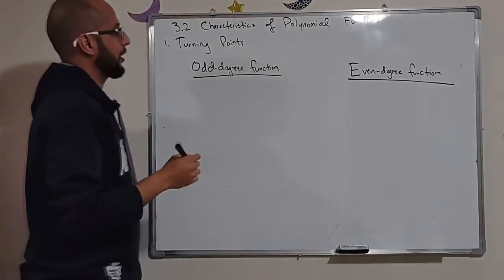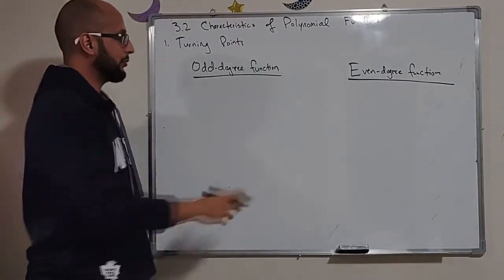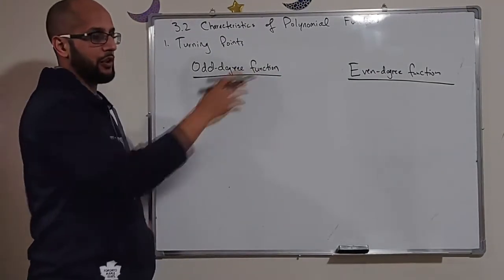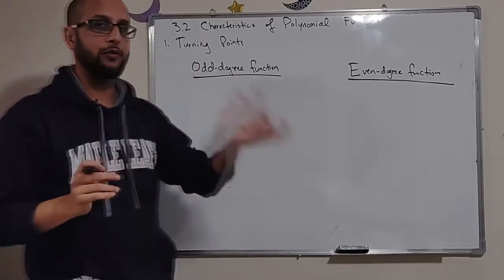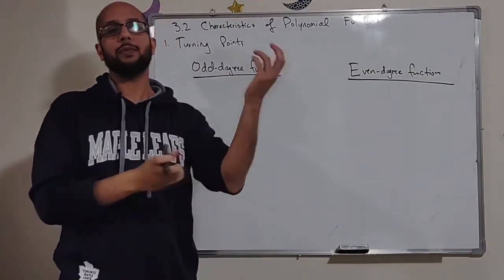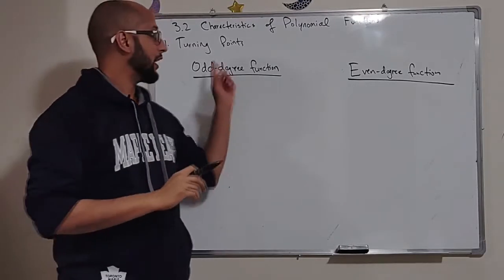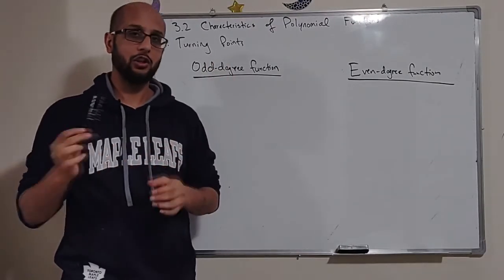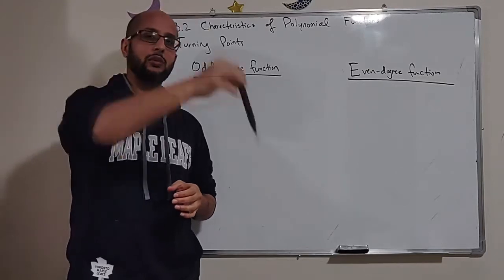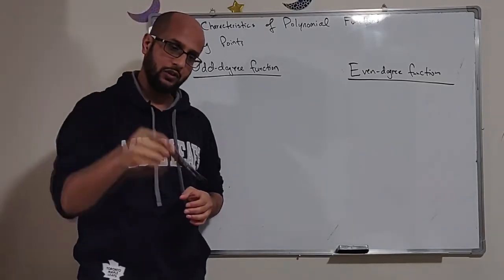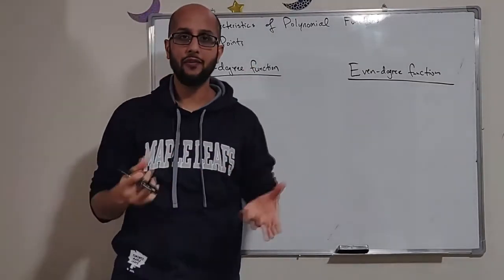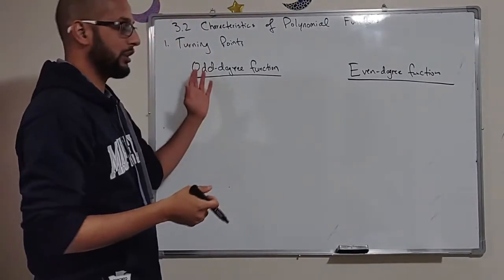Okay, so looking at turning points now between odd degree and even degree functions. Before we start, I'm going to review turning points, which we talked about back in 1.3 when we had intervals of increase and decrease. A turning point is where your function goes from increasing to decreasing or from decreasing to increasing. Anywhere the graph turns is considered to be a turning point.